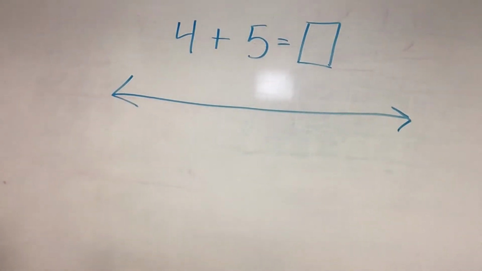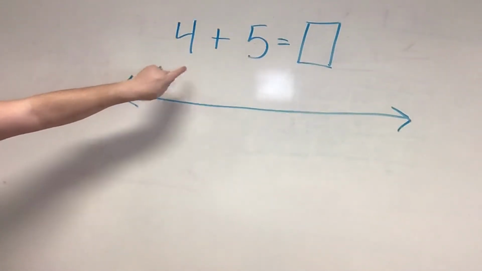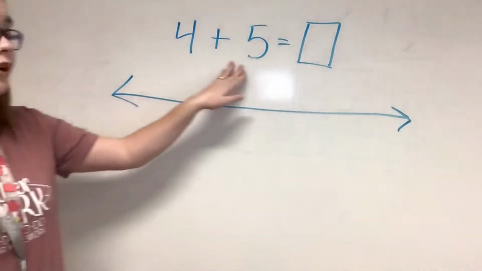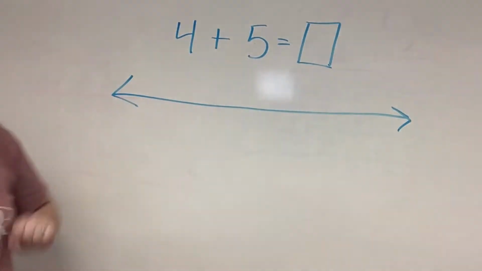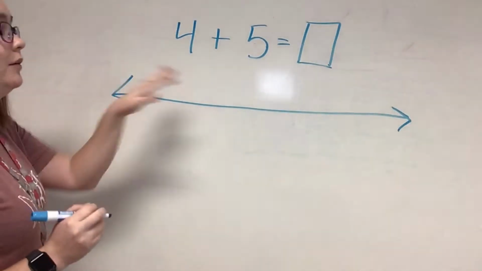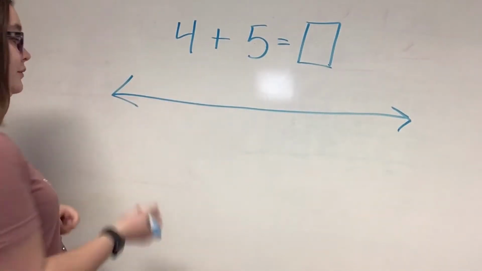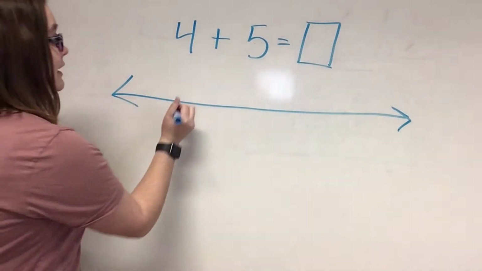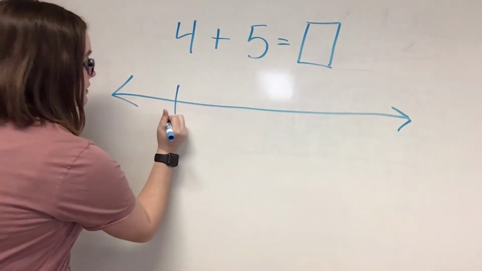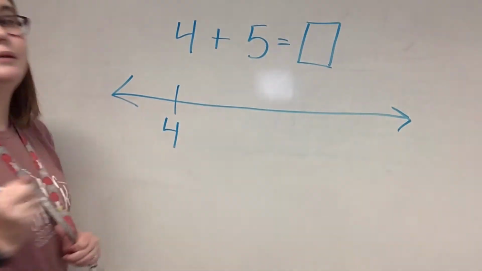Now, in a bar model, we have to start at 0. Do we have to start at 0 with a number line? No, we can just save ourselves some time and start with that first number as long as we are adding and making sure that we know what our problem is asking us to do. So I'm going to go ahead and start at 4.